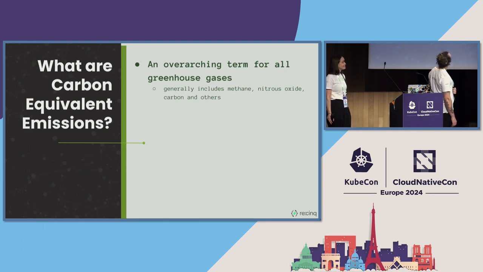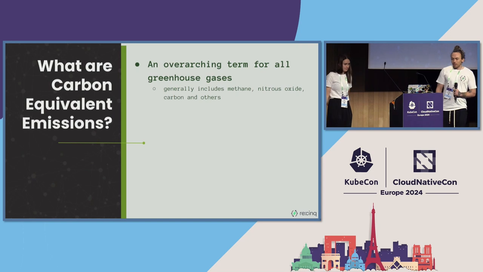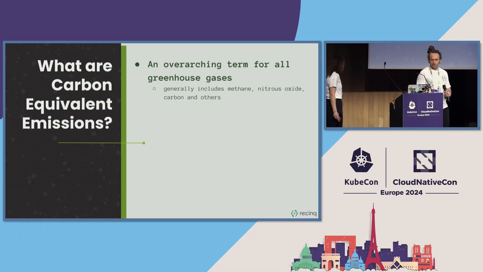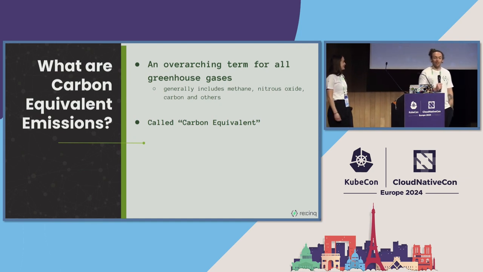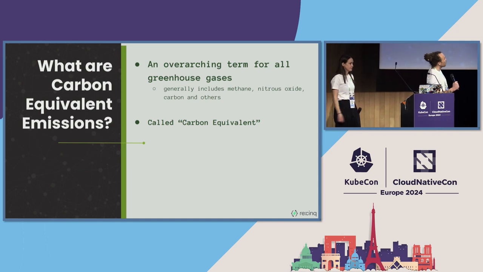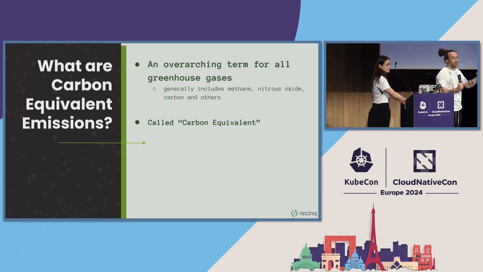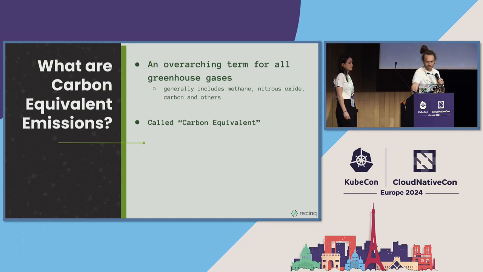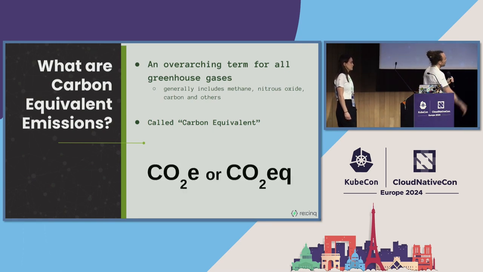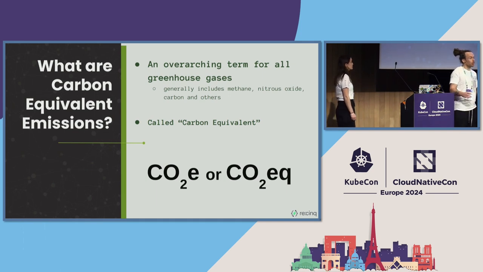So to start off, what is carbon equivalent emissions? Generally, we talk about carbon equivalence, which is an overarching term for any kind of greenhouse gas: methane, nitrous oxide, carbon dioxide, obviously. We call it carbon equivalent because essentially we measure all of these gases in terms of their heating emission compared to carbon dioxide. And obviously everybody's heard of the big bad carbon dioxide. Now, if you see any of these two symbols, these designate any greenhouse gases and not only carbon dioxide.